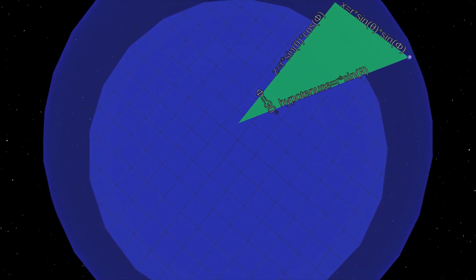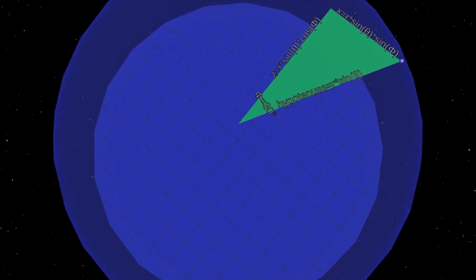The X length is opposite to 30 degrees and has the same hypotenuse. Sine includes the opposite length in its definition. Therefore, the opposite length is equal to radius times the sine 60 degrees multiplied by sine 30 degrees.